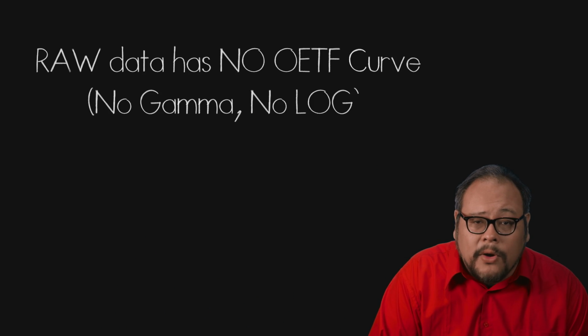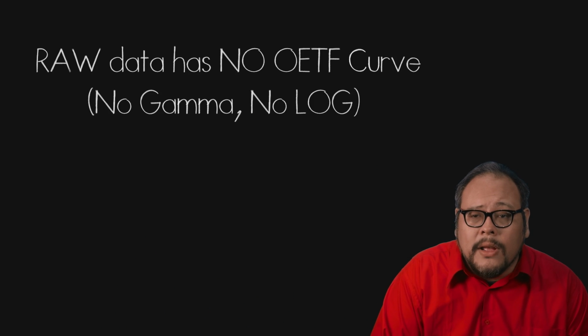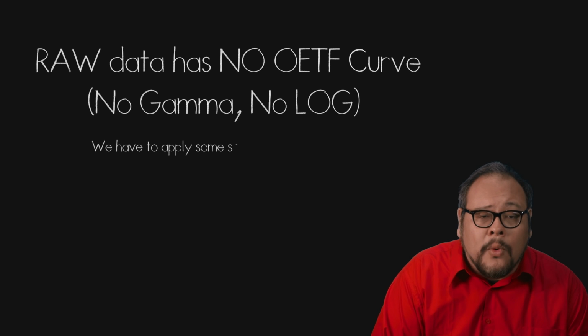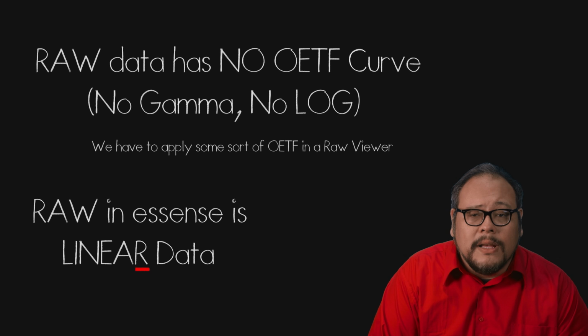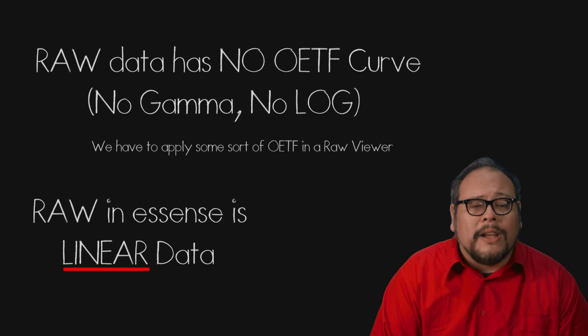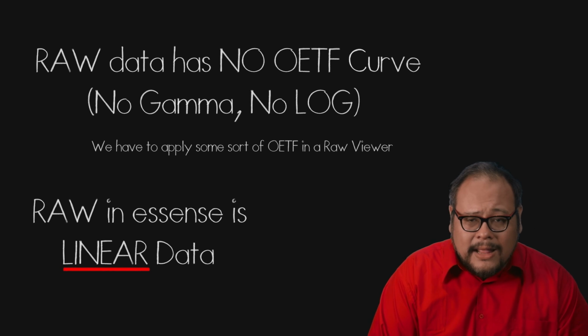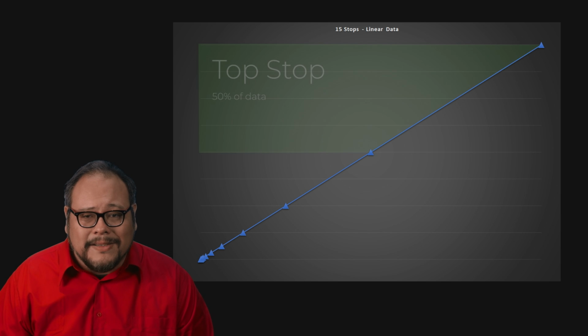Okay, so what does that mean for dynamic range? Well, raw data natively has no OETF curve, be it gamma or log, applied to it, although we do apply it in a raw viewer. Raw in itself is straight up linear data. So it's all the dynamic range our camera can muster. So again, let's look at this linear curve. I'm getting tired of saying this.